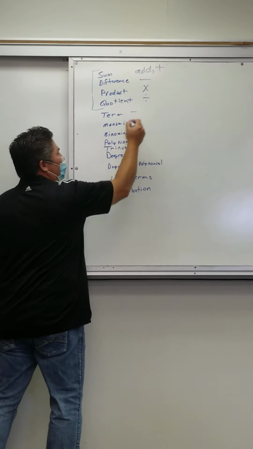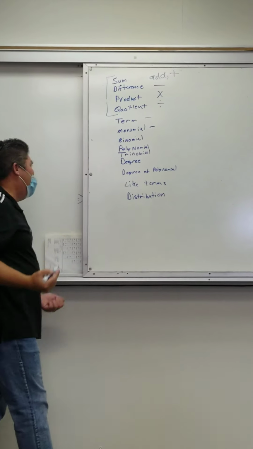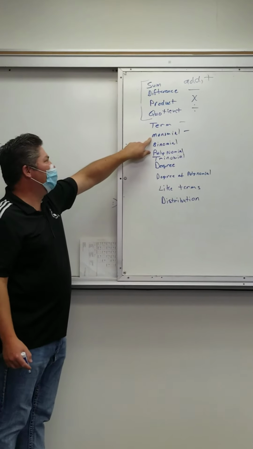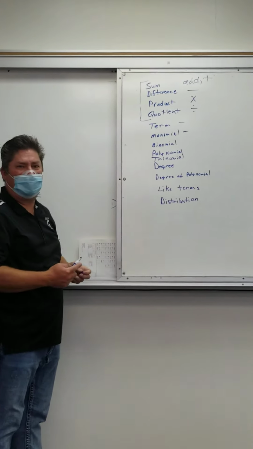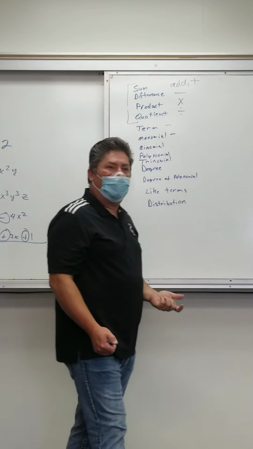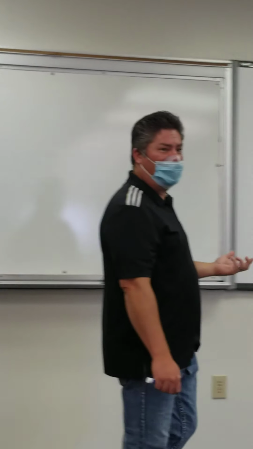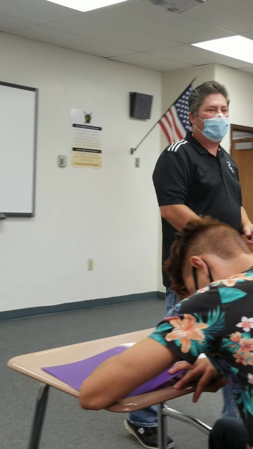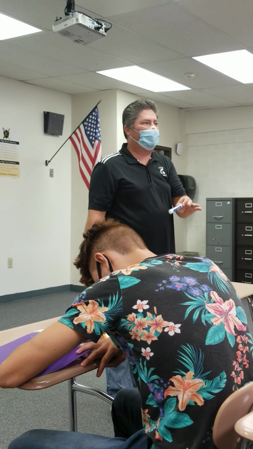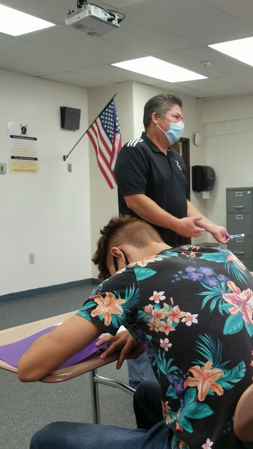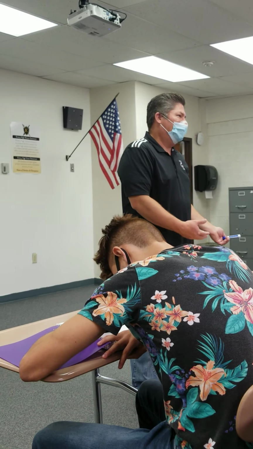So mono is what? 1 what? Term. Very good. That's all it is. Monomial is 1 term. Binomial is 2 terms. Trinomial is 3 terms. And polynomial is what? Many terms. More than 1 term. So all trinomials are polynomials. Are all polynomials trinomials? No. A binomial is a polynomial.